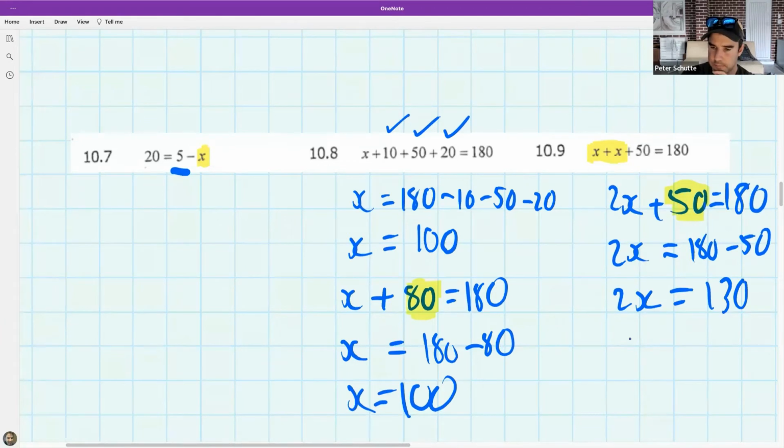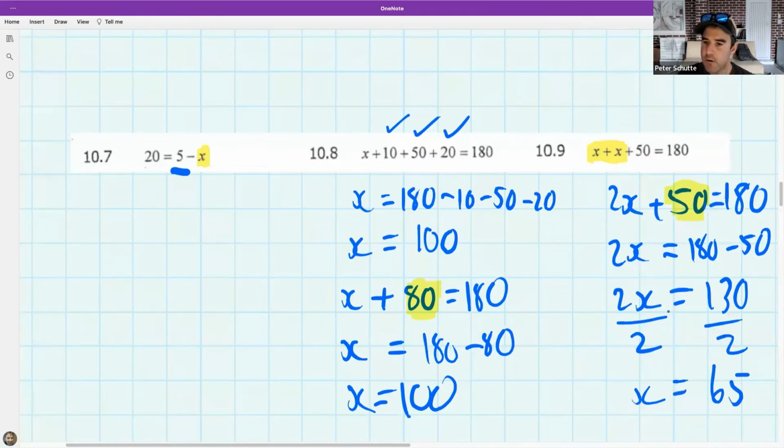Yes, sir. And then I divided, because I needed to leave my x by itself, so I divided 2x by 2 and 130 by 2, and then my answer was 65. X is equal to 65. Now, this is brilliant. So your answer is definitely 65, and yeah, perfect. Thank you so much. Well done, Ayanda.